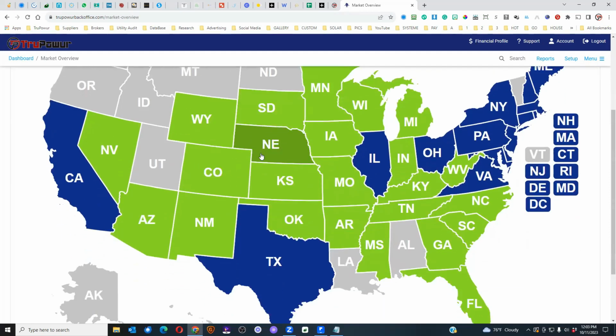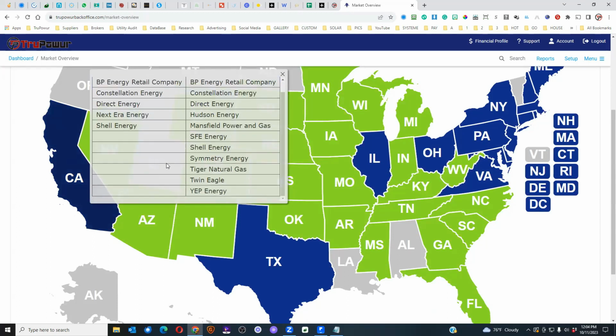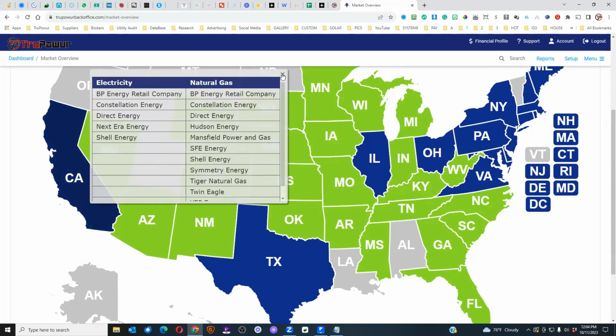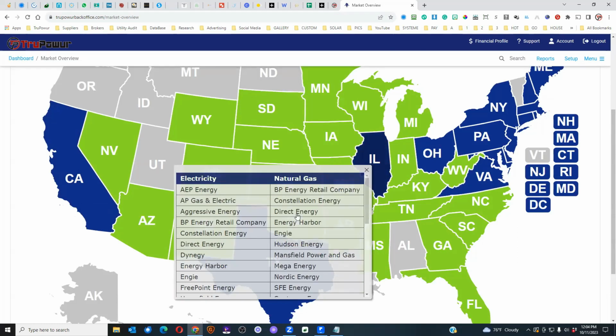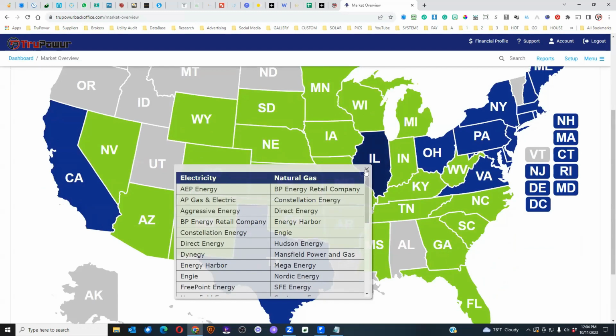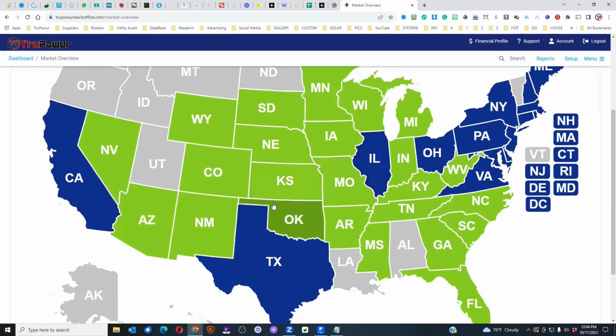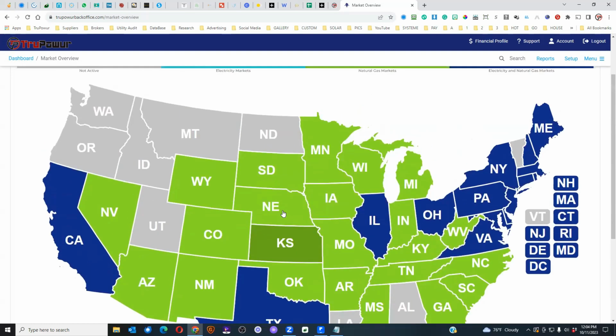What you're seeing here in green is natural gas, and the dark blue is natural gas and electricity. So custom pricing is a much larger footprint, and you can click on any state and it will give you a list of the different suppliers in each one of those states to give you a ballpark idea as to who, what, when, and where. But this is all custom pricing.